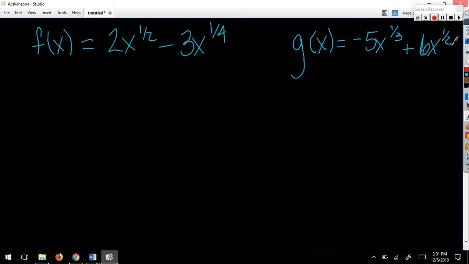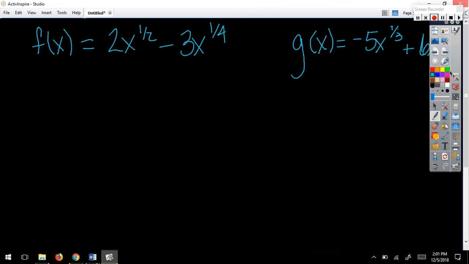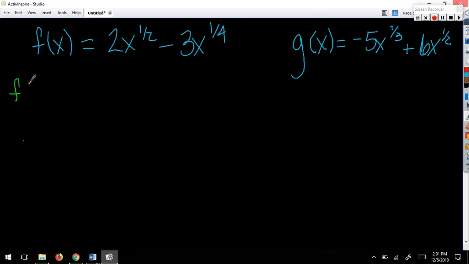I'm still doing addition, subtraction. No, actually, I haven't told you what to do yet, so you don't know. First thing I want you to do is find f of x plus g of x. In other words, add them together and tell me what you get. So you're going to have to find the like terms in order to combine them. Right, David?